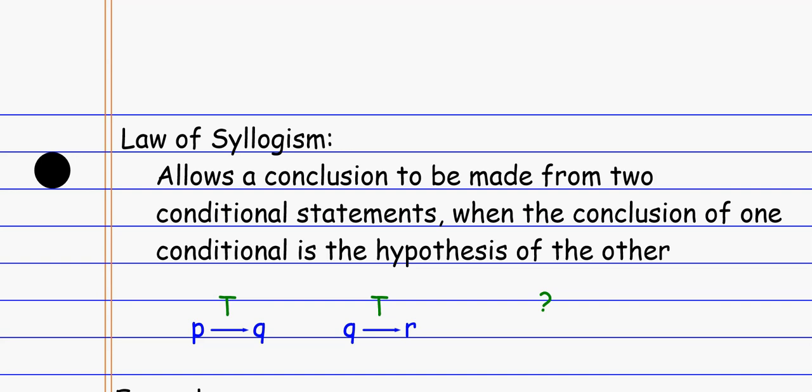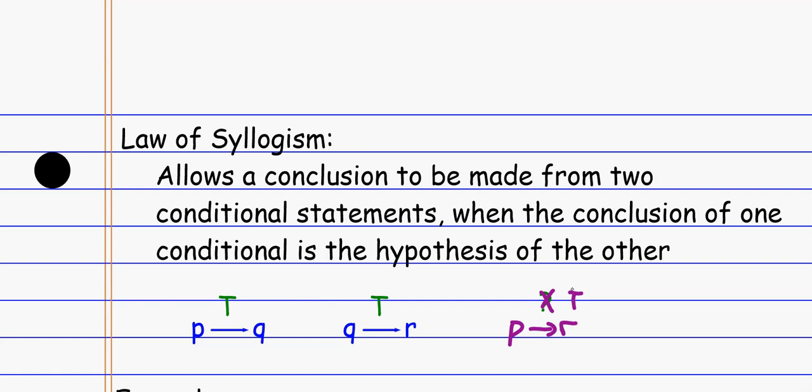It allows a conclusion to be made from two conditional statements when the conclusion of one conditional is the hypothesis of the other. It's kind of this chain reaction, just like in the transitive property, where A equals B, then B equals C, so A equals C. Notice that middle piece: the end of one and the start of the next are the same. And so it's the same thing here. If I have if P then Q, and then if Q then R, the final statement I can make is if P then R would also be true.